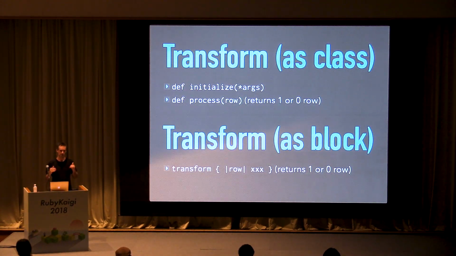For transforms, which are responsible for modifying the data, you can use a class definition with a constructor and then a process method responsible to either return 1 row or 0 rows if you want to filter out the row from the pipeline. You can also conveniently use a block if you need something very quick. In Kiba 2, I'll show you later, you can actually yield more than 1 row per each input row. One input row could generate 10, 5, or a larger number of destination rows.